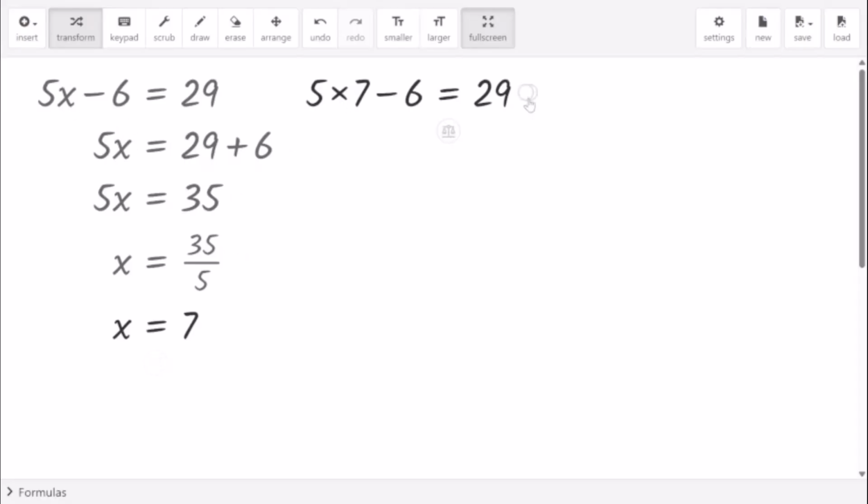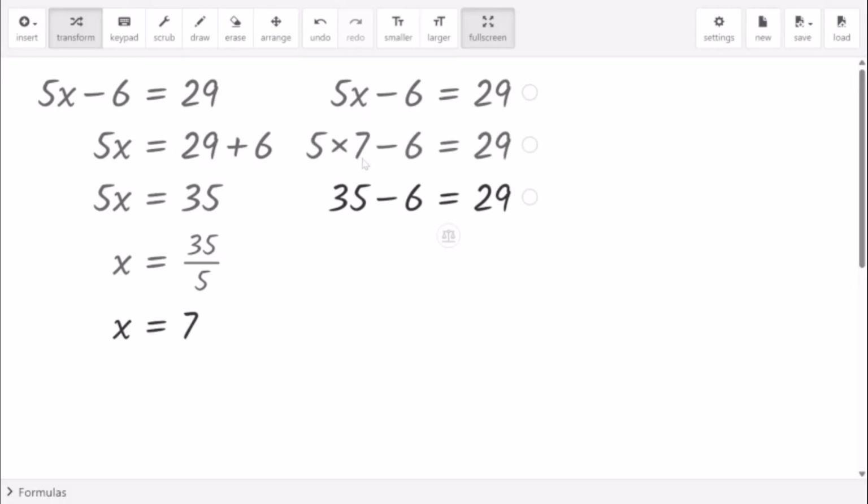You can slide downward, you will see it appear. So this x has been replaced with 7 because the answer we got is 7. If you solve it by doing multiplication first, you will see that 5 times 7 is 35. Then if you subtract, you get 29 on the left, 29 on the right. So by doing this, you will know that x equals 7 is correct.